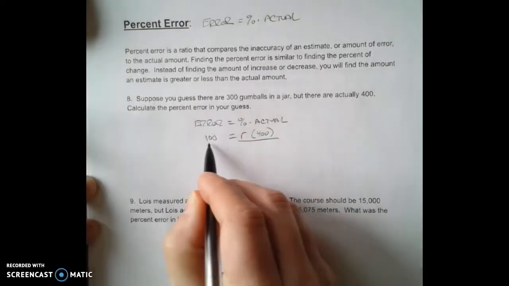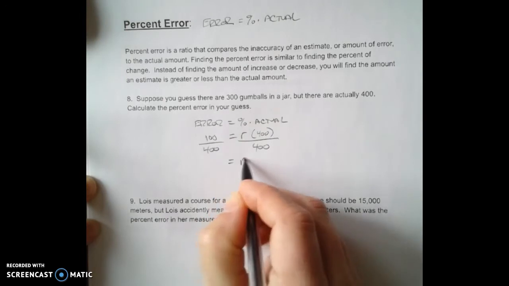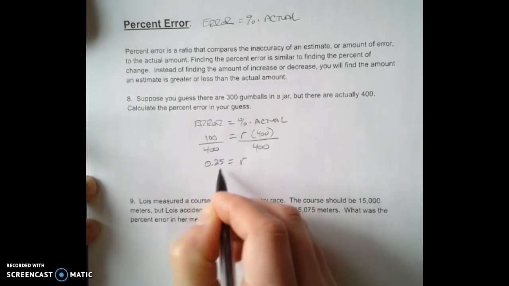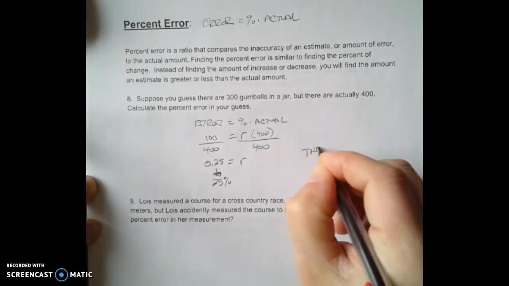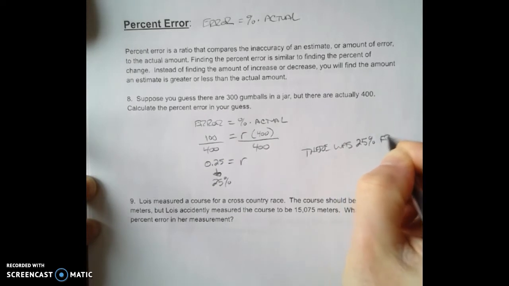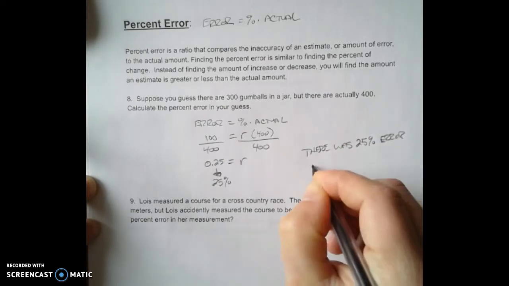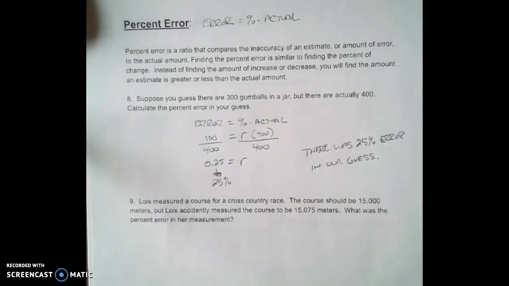We're going to divide each side by 400 in order to get the value of R. That gives us a value of 25 hundredths, which is 25%. And so we can say that there was 25% error in our guess. Again, that's kind of high. We always want our error to be as close to 0 as possible. So with 25% error, we're going to say we didn't do a good job of guessing how many gumballs were in the jar.